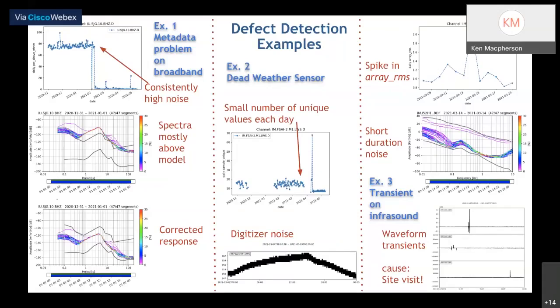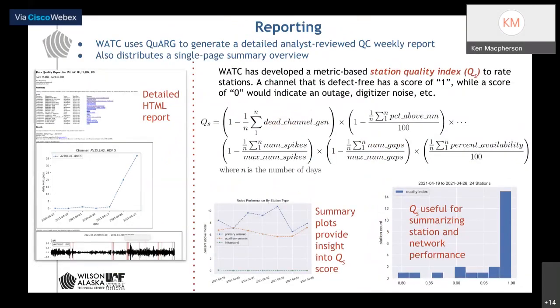In the middle column is an example of one of our weather stations where we were unable to do a spectral analysis. But by just looking at the sample unique metric, which shows the number of unique samples in the waveform for a single day, based on the very low number of samples, we were able to identify this as a dead sensor and replace it. On the right is an example of the array RMS custom metric that we designed for detecting transients on infrasound channels, actually identifying a site visit where it detected this transient at each element of an array. These are just some examples of defects that we've been catching with the system.